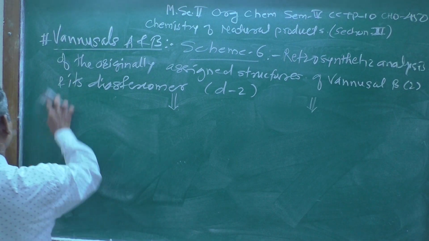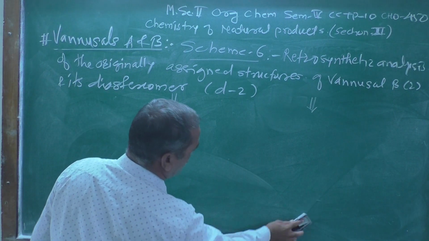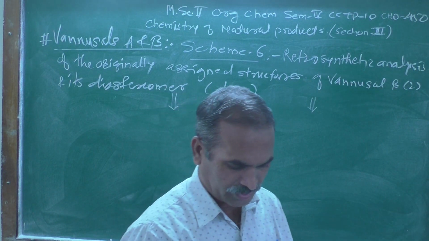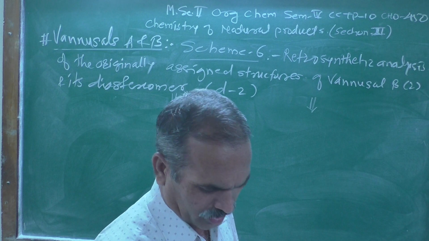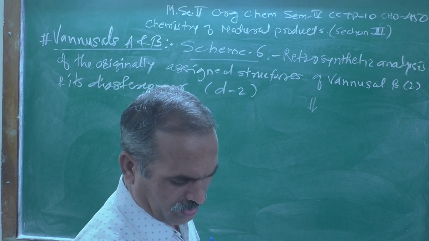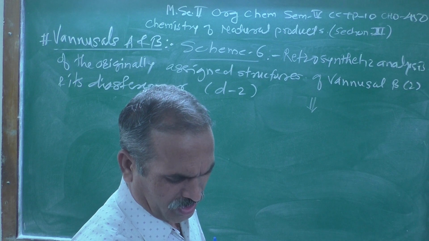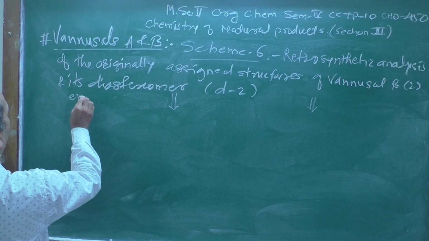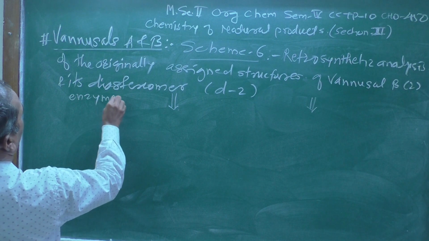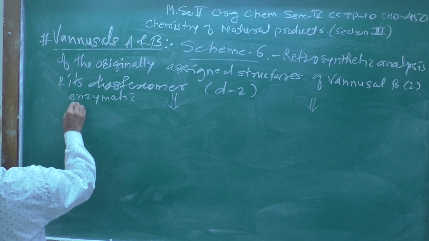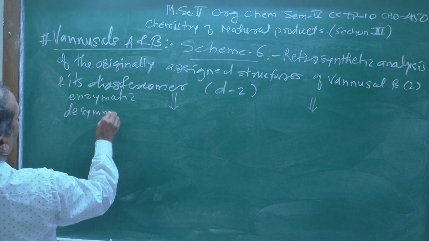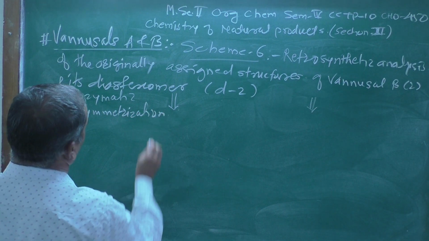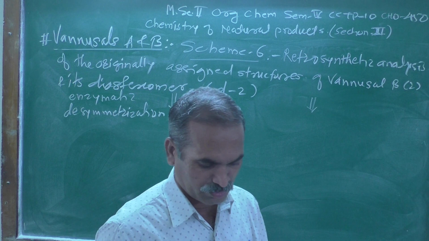And now after 26, what do you get? Here, enzymatic desymmetrization. Here on that arrow, enzymatic desymmetrization, that approach we are going to use over here.